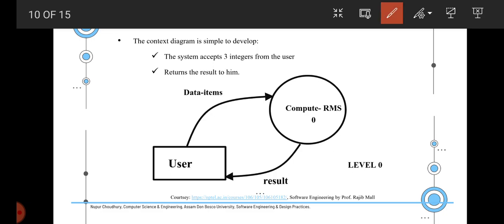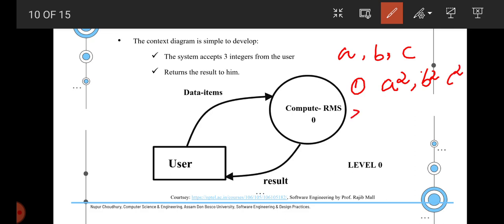So here the input data to the system is 3 integers, and the result is basically the root mean square of these 3 integers. So let us consider A, B and C as 3 integers, and we have to find the root mean square of these 3 integers. Now this RMS follows 3 different steps. The first step is to find out the square of each of the numbers.